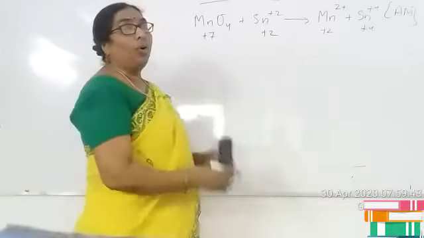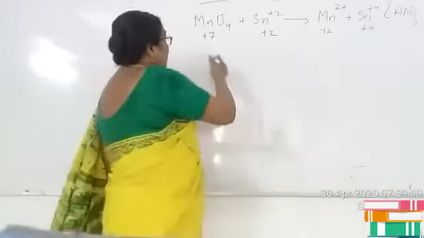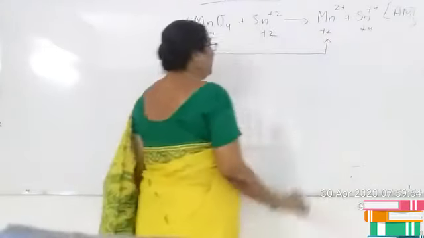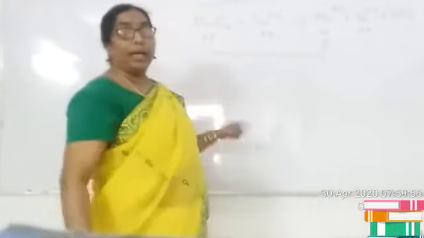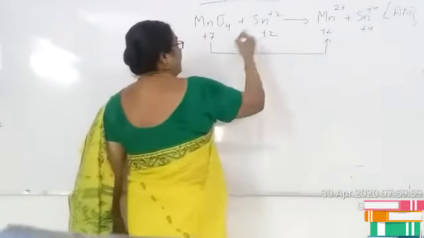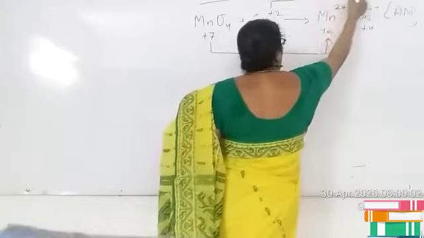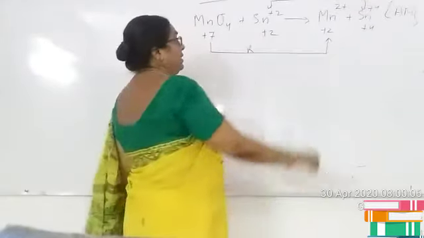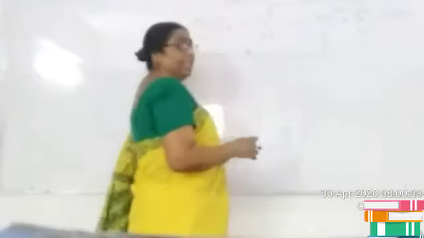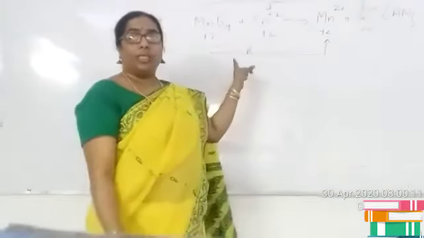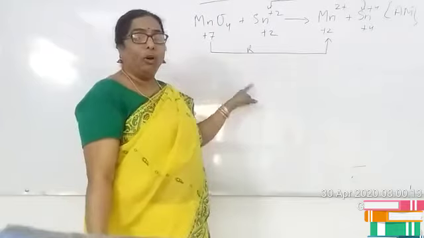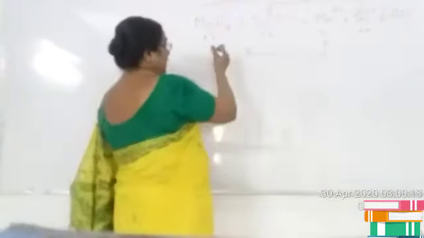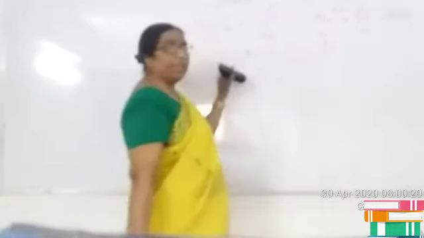Now let us mark oxidation and reduction. You can see that the oxidation number of Mn is reduced from +7 to +2, so it undergoes reduction. The same way, in case of tin, the oxidation number increases from +2 to +4, so it is oxidation. Is it clear? The second step, after noting the oxidation state of the different elements involved, we mark the oxidation and reduction process.